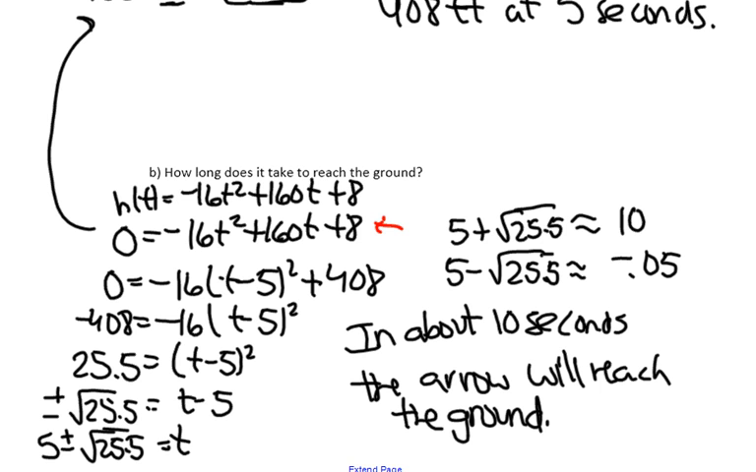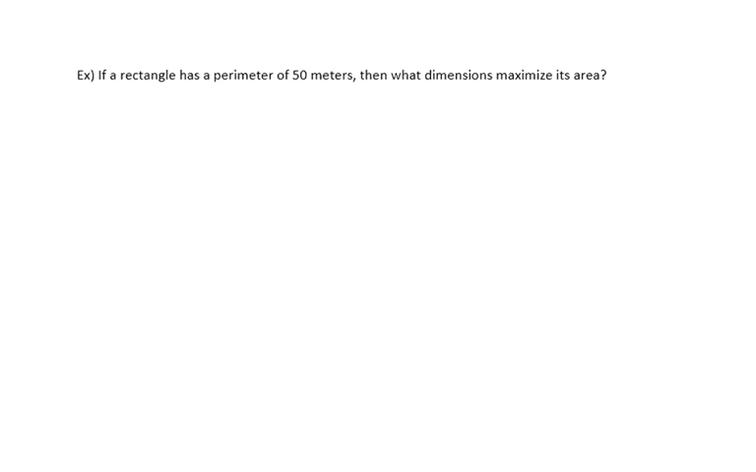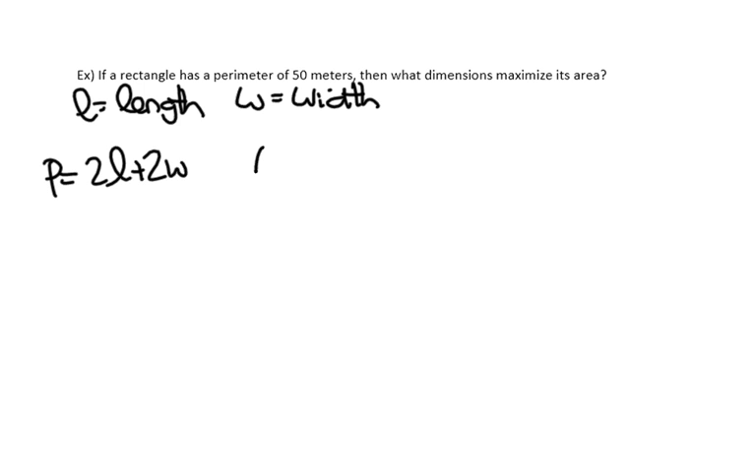Okay, the very last example I would like to do here is if a rectangle has a perimeter of 50 meters, then what dimensions maximize the area? Okay. So again, because I have to come up with my own equations for this, I'm going to write variables and what they represent. So I'm going to do L for length and W for width. Now, the perimeter for a rectangle is 2L plus 2W, and the area is the length times the width. Now, what piece of information am I given? I do know the perimeter is 50 meters. I'm going to replace P with 50.